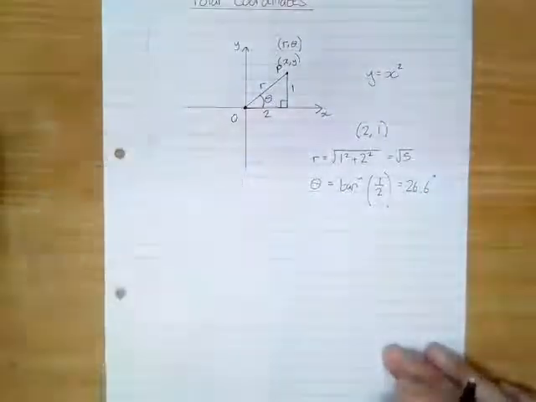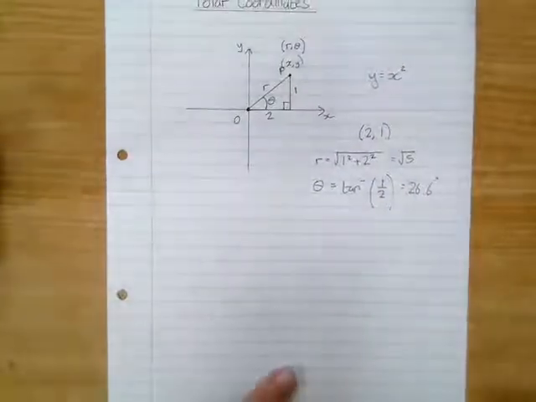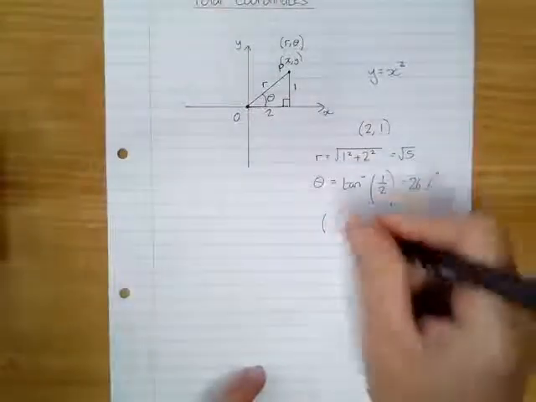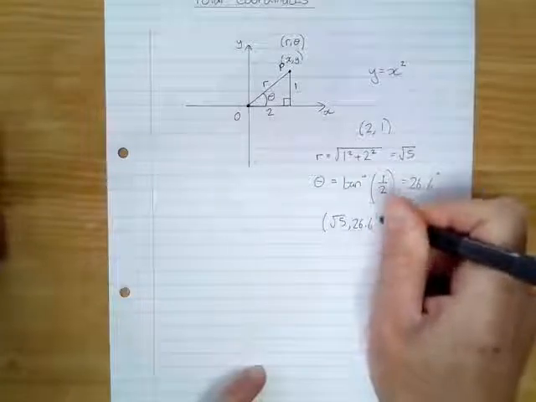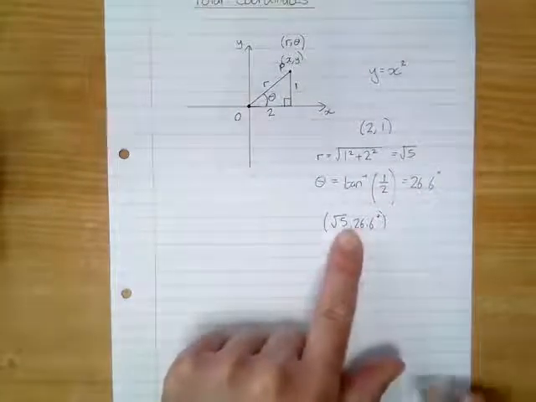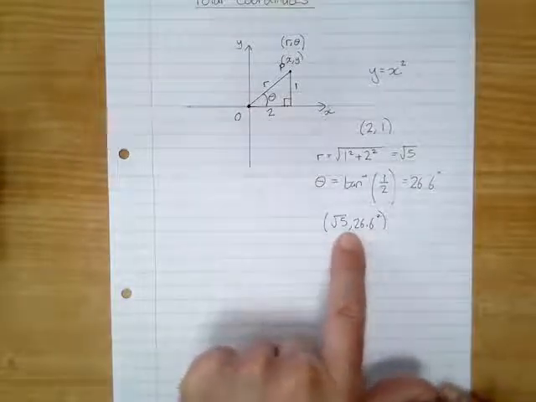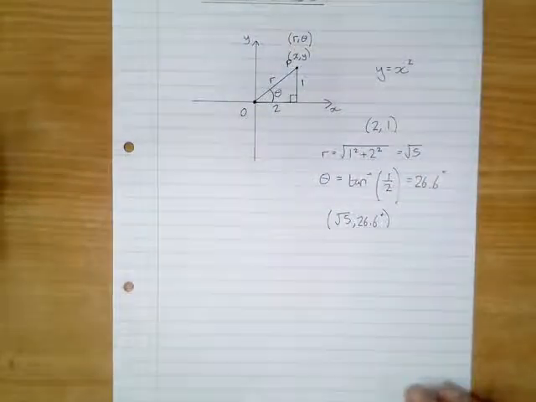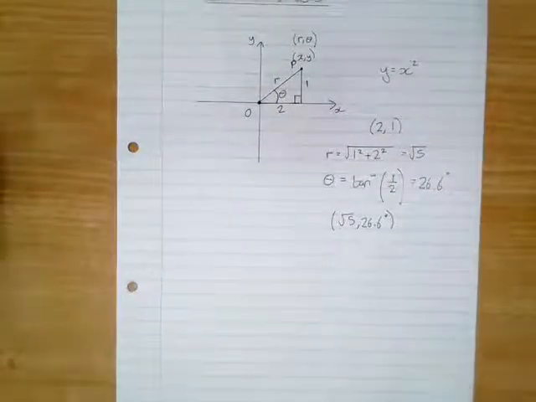So my point P, which is at the point 2, 1 if you're referencing it using Cartesian, could just as easily be described as root 5, 26.6 degrees. So that is the polar coordinate equivalent of the point 2, 1. And like I say, every point in space could be defined using this system.